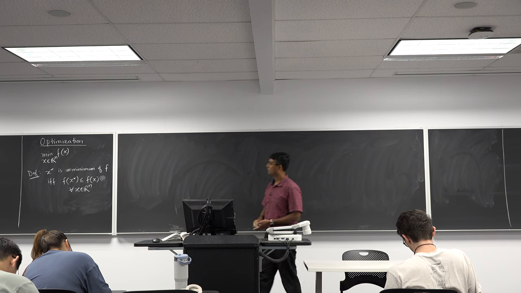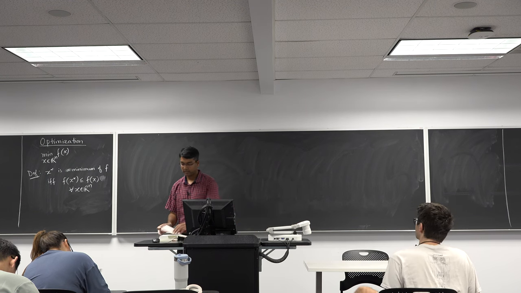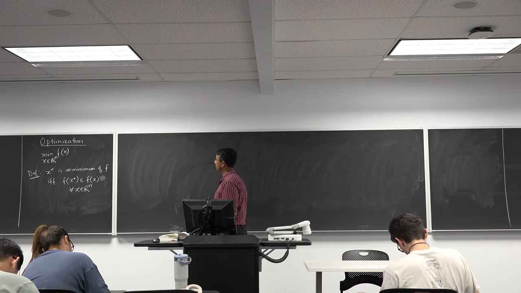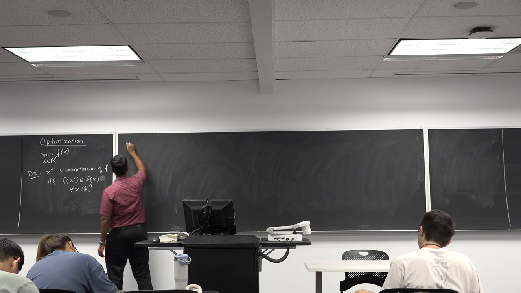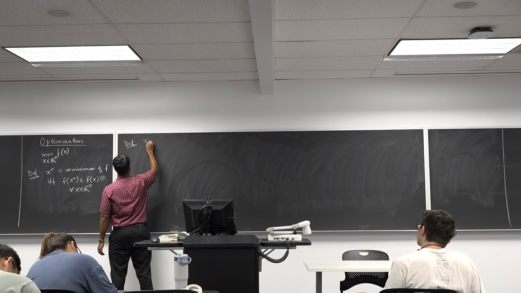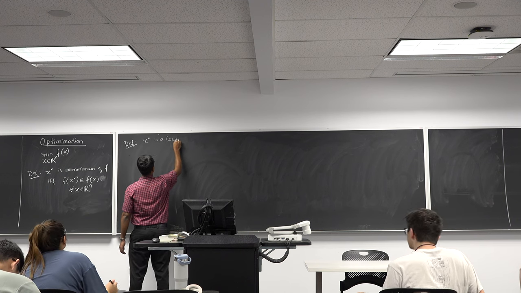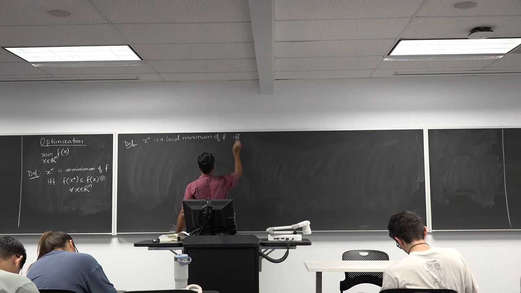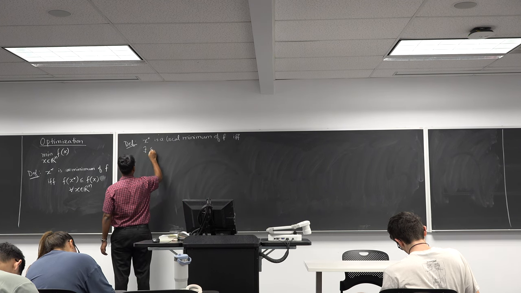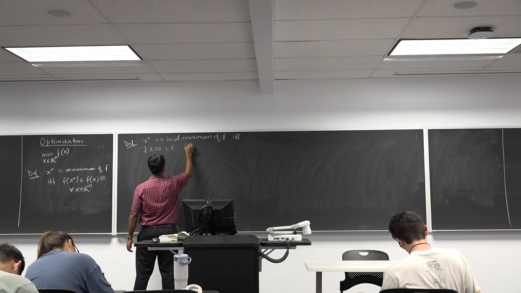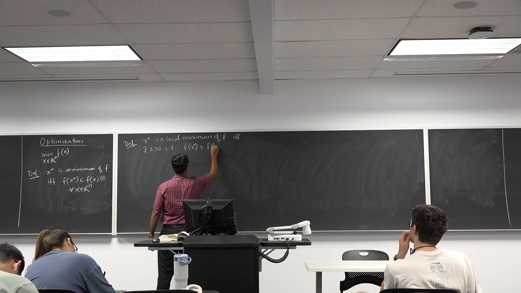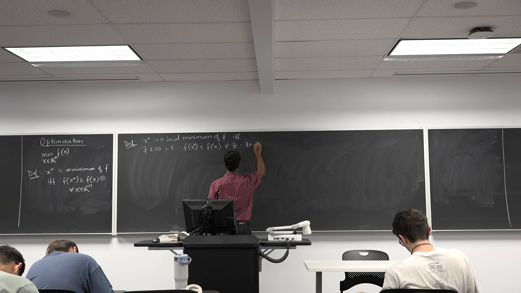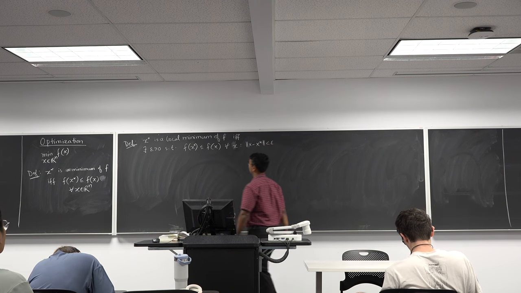It's a very simple definition. x star is the minimum of f if f of x star is less than or equal to f of x. This is the unconstrained minimum of f. We'll also define what is known as a local minimum. x star is a local minimum of f if and only if there exists an epsilon greater than 0 such that f of x star is less than or equal to f of x for all x satisfying norm of x minus x star is less than epsilon.